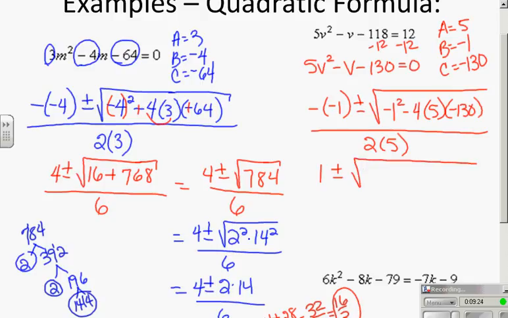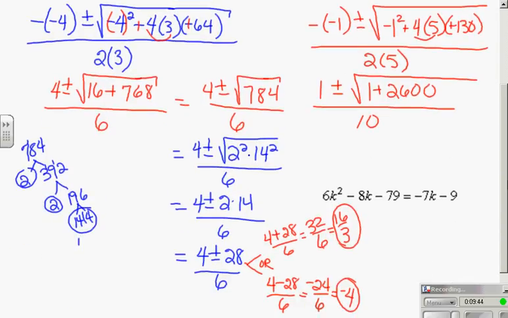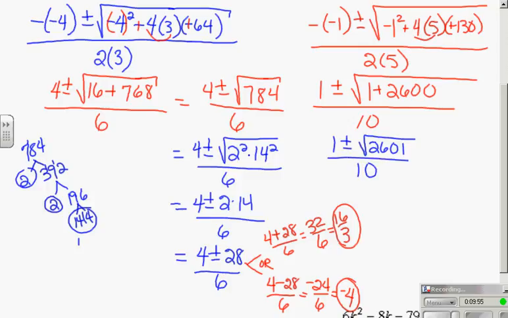So now it's cleaning up. 1 plus or minus the square root of 1, minus a minus is plus, 20 times 130, 2600, all over 10. I have 1 plus or minus the square root of 2601, all over 10. I'm pretty sure that doesn't have any perfect squares in it. And that is your exact answer.